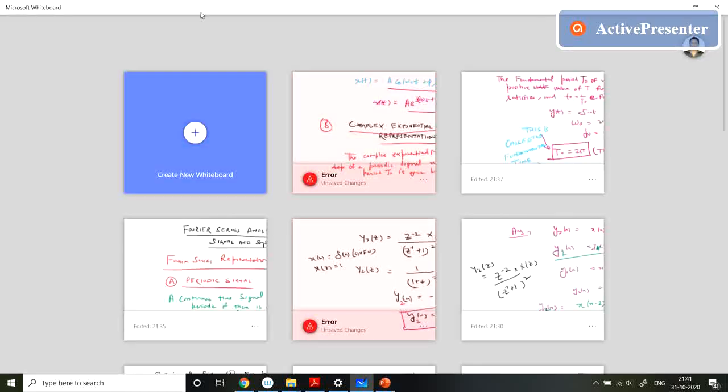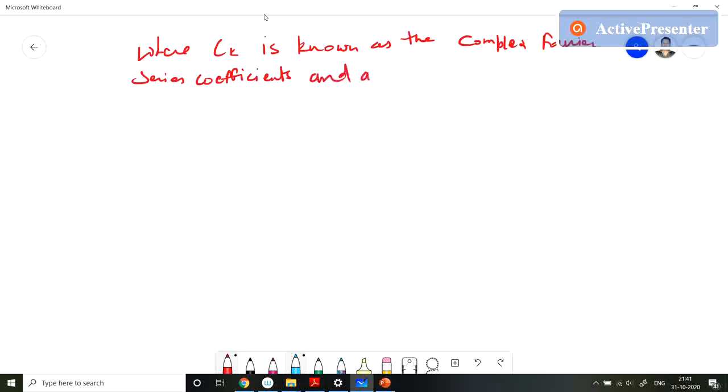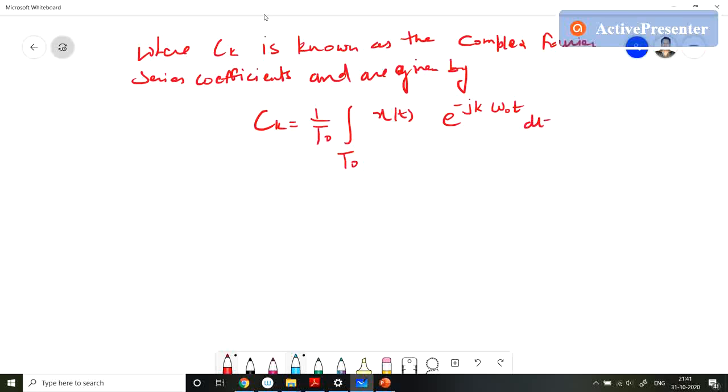Where c_k is known as the complex Fourier series coefficients, and they are given by c_k = 1 divided by T naught times the integral of x(t) e raised to the power minus j k omega naught t dt. Let this be equation number 2.